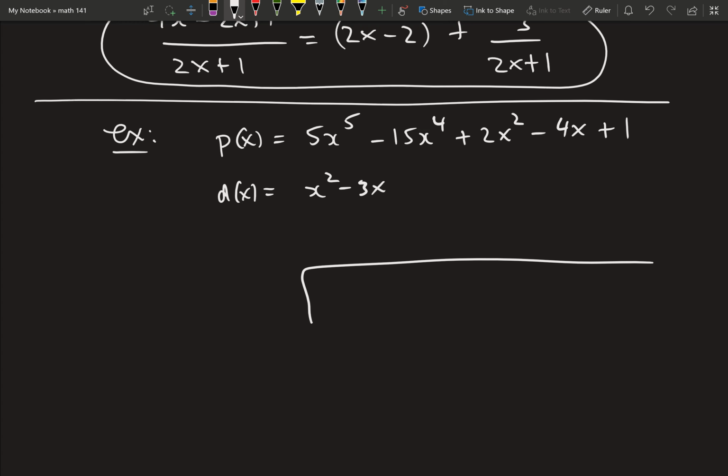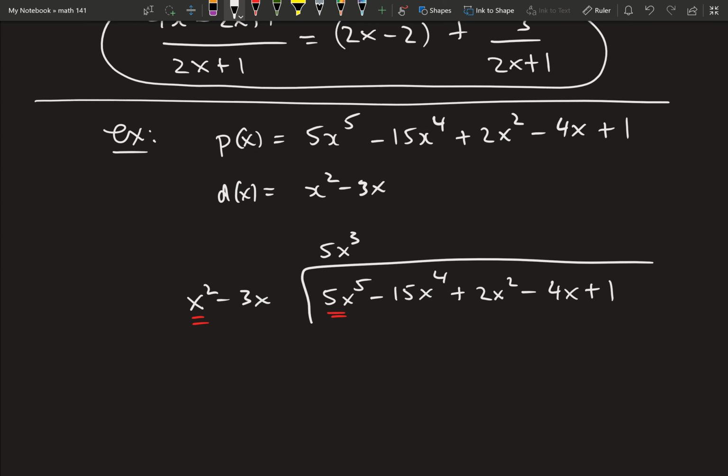So let's do our long division. We're going to divide p of x by d of x. We're going to put the dividend here inside this little box, and we're going to put d of x right here. And we're going to first divide this lead term by this lead term. And I'm going to do this now kind of in my head, where 5x to the fifth divided by x squared, that's 5x cubed. Okay, because we're dividing this term, 5x to the fifth, by x squared.